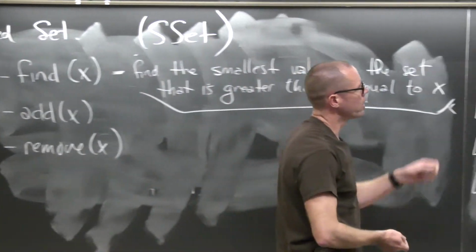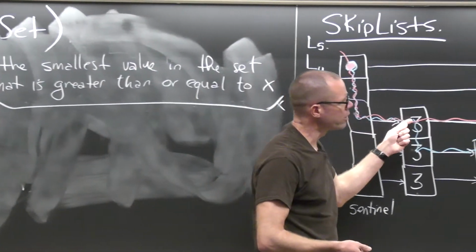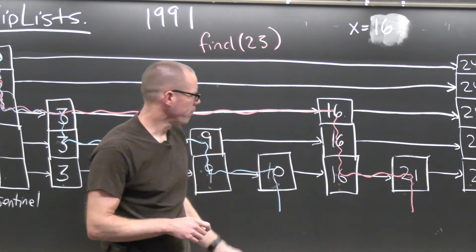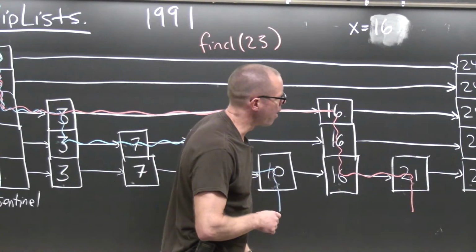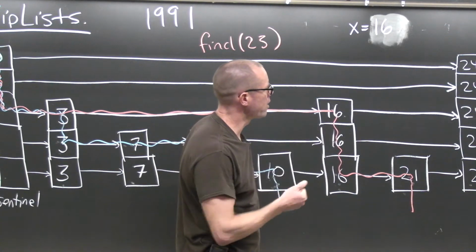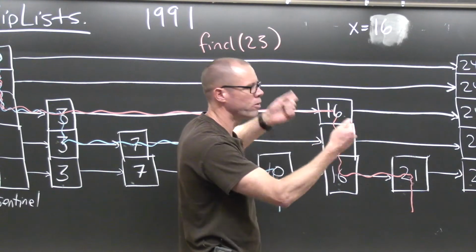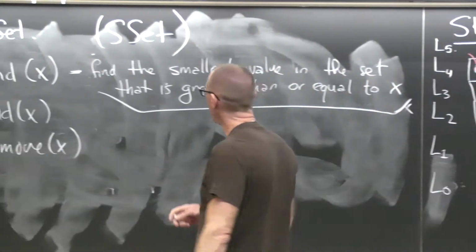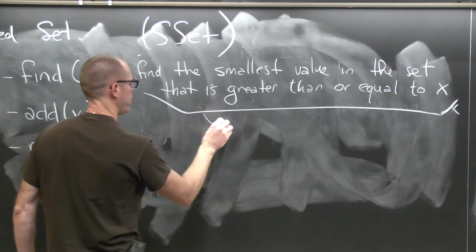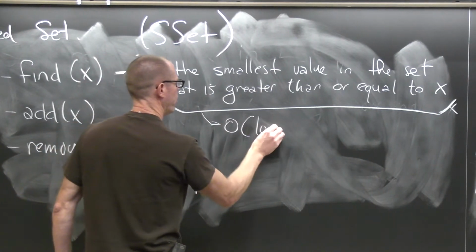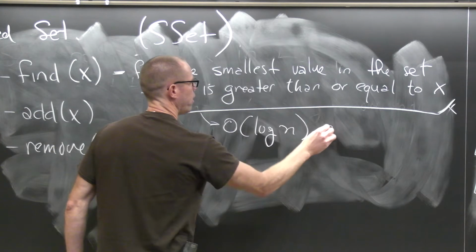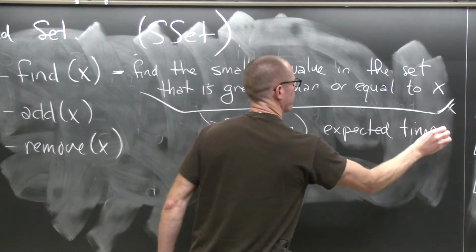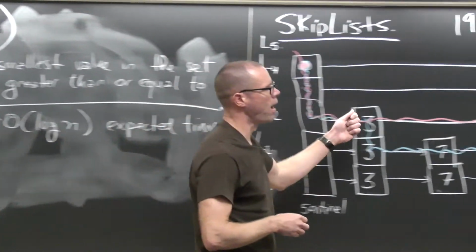well, what does it do? It does some comparisons with things on the search path. It does some pointer jumping, but basically it follows this search path. Each step in the search path only takes constant time to do a comparison and go right or go down. And so this takes O of log n expected time, just because the length of the search path is O of log n.